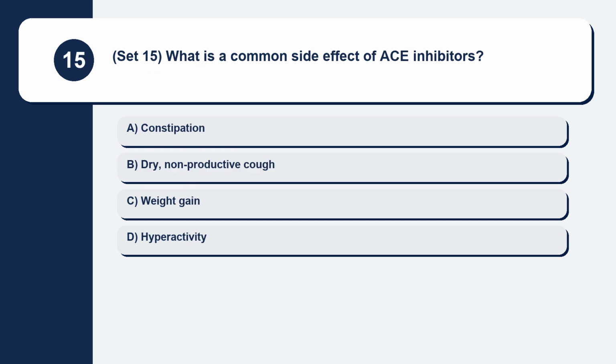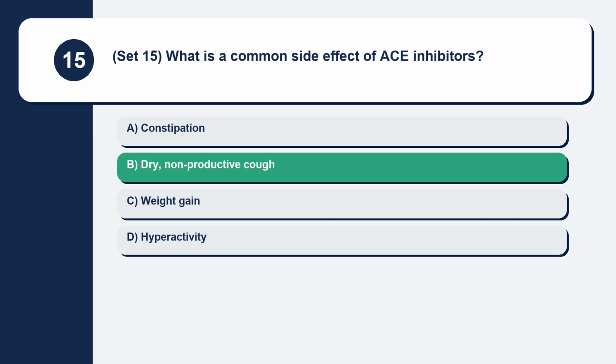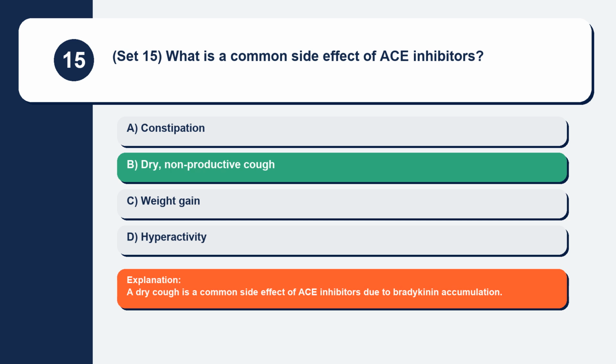Question 15. Set 15. What is a common side effect of ACE inhibitors? Constipation, dry, non-productive cough, weight gain, hyperactivity. A dry cough is a common side effect of ACE inhibitors due to bradykinin accumulation.